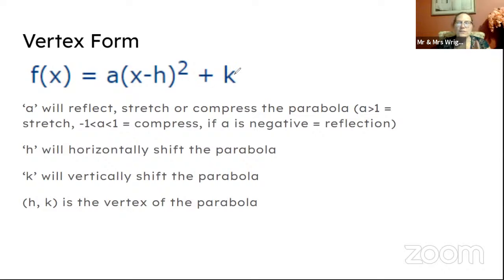k is our vertical change. Remember, h is an inside change, meaning it happens directly to x before it is squared. Okay, an inside change. Now, k is what we call an outside change because it's happening after the square. Okay, it's outside of these parentheses. And k is the vertical change. So it's going to move it up or down.